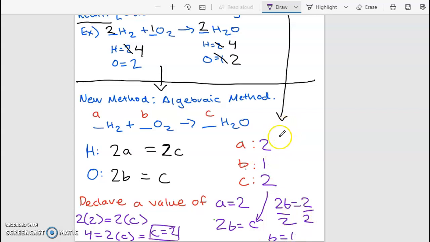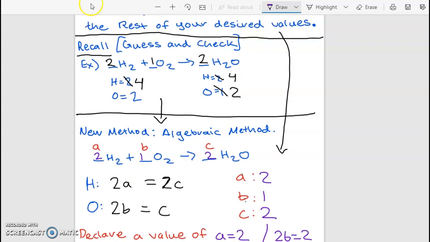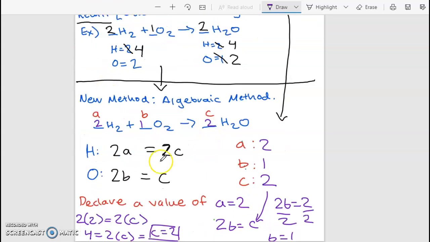Ta-da! You have your coefficients. And what do you know about them? They're all whole numbers, so it works out pretty well. It's quite amazing, right? And so that's the same answer of 2, 1, 2, right? So it's perfect. We just declared a value of a equal to 2, and this one works out. In the previous one, we said, let's make a equal to 1, and it worked out, but we just had to do an extra step.